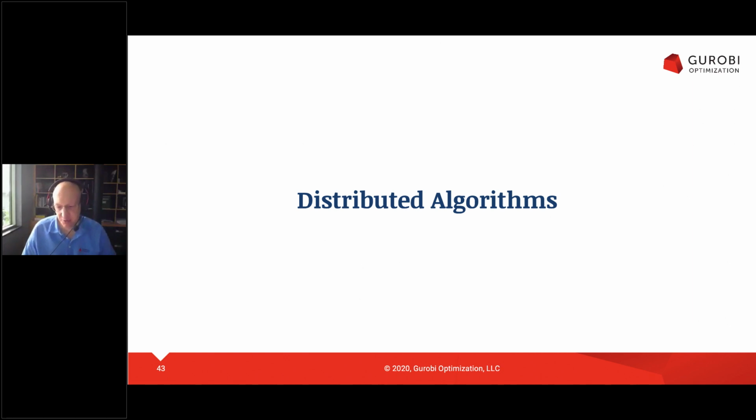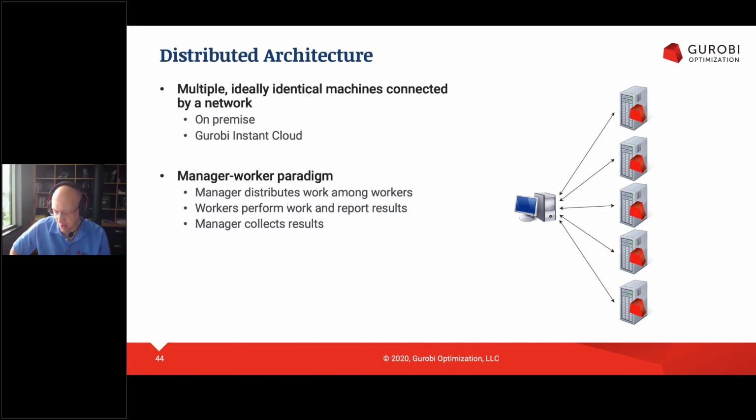Now I'm going to say a few words about distributed algorithms. Everything I've talked about so far, you use one multi-core machine to solve your problem. But we actually have algorithms that allow you to apply multiple machines, multiple boxes connected on a network. It's a manager-worker paradigm. You have one manager that distributes work among multiple workers. The workers perform the work, they report the results back to the manager, and the manager collects the results and doles out more work.